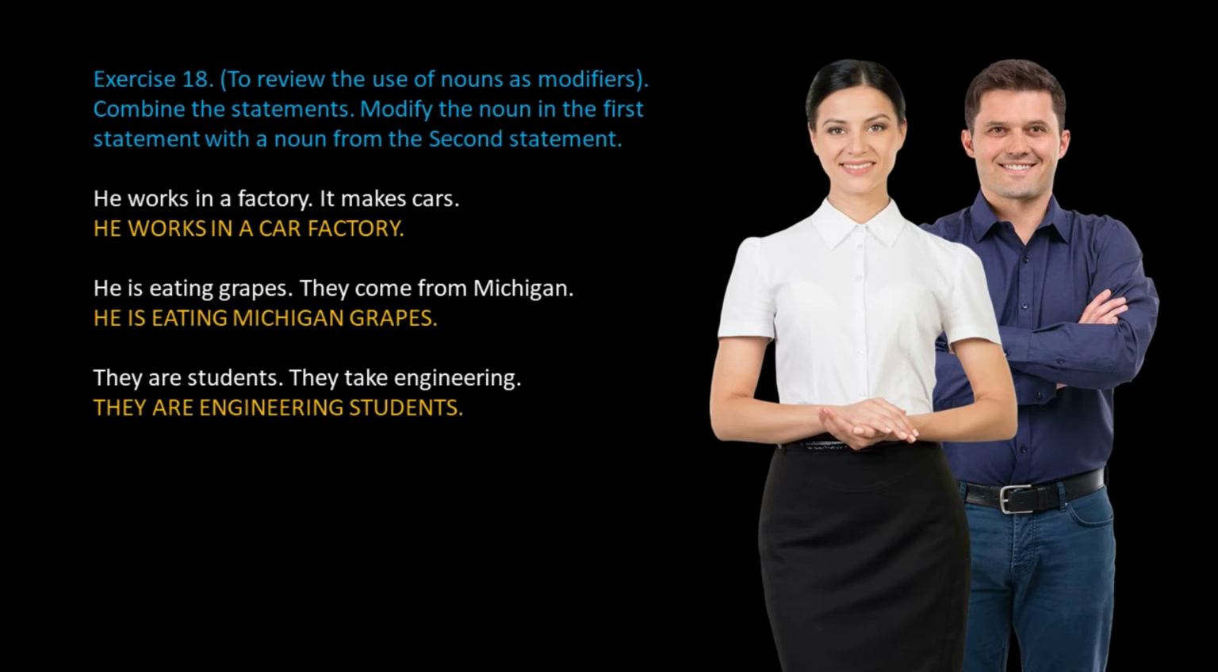Exercise 18. To review the use of nouns as modifiers. Combine the statements. Modify the noun in the first statement with a noun from the second statement. For example, He works in a factory. It makes cars. He works in a car factory. He is eating grapes. They come from Michigan. He is eating Michigan grapes. They are students. They take engineering. They are engineering students.